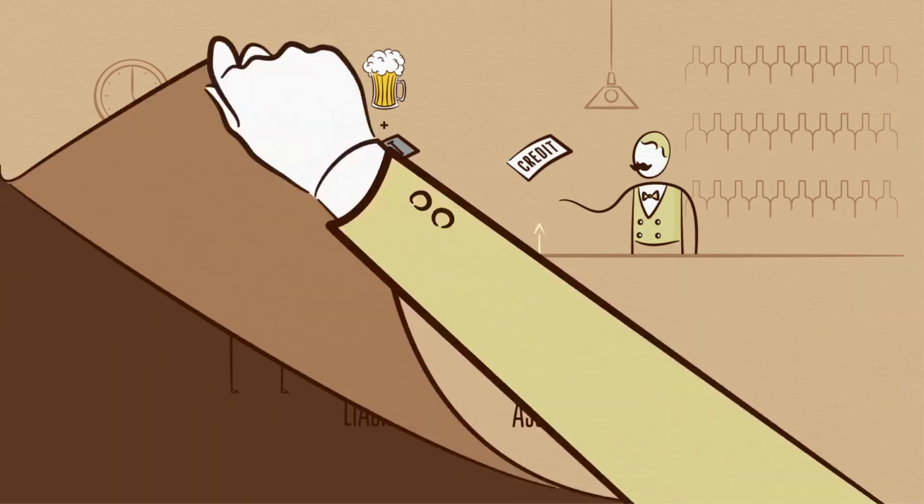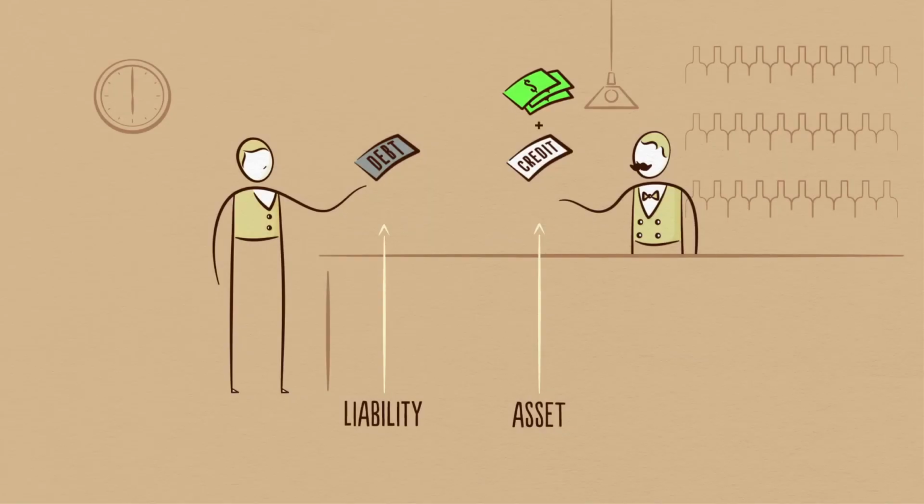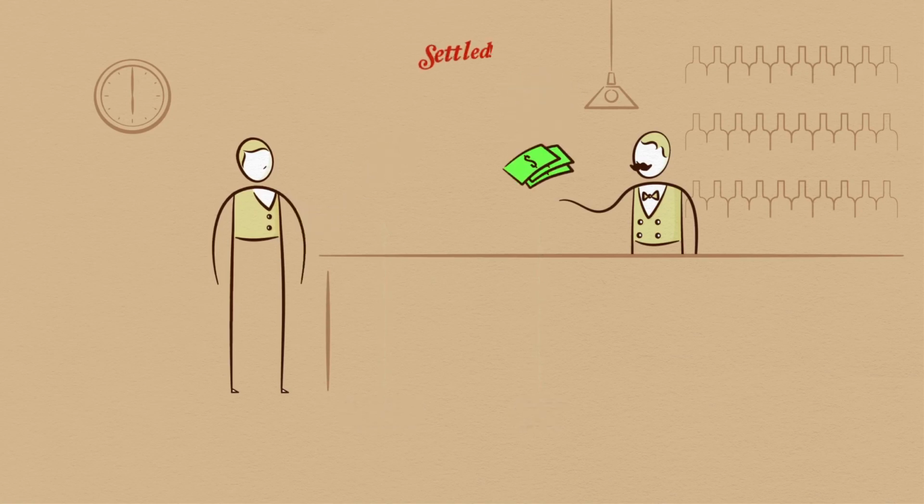It's not until you pay the bar tab later that the asset and the liability disappear, the debt goes away, and the transaction is settled.